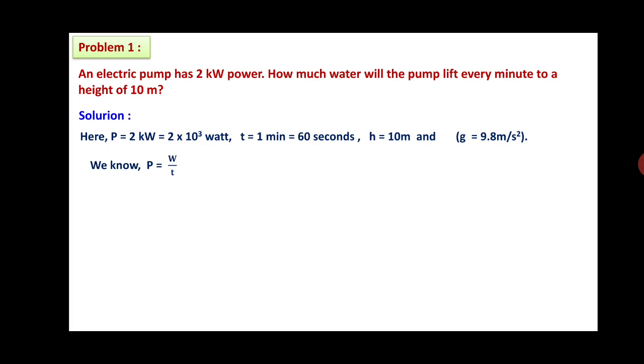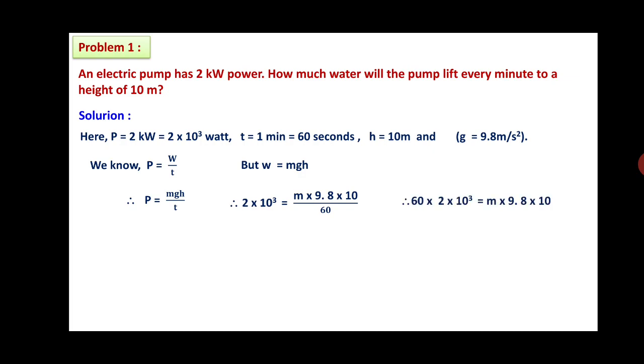We know that P is equal to W upon T, where W is equal to mgh. Therefore, P is equal to mgh upon T. Friends, we will substitute the values of the respective variables. Therefore, the next step will be 2 into 10 to the power 3 is equal to m into 9.8 into 10 divided by 60. 60 brought to the left hand side, so it will become 60 into 2 into 10 to the power 3 is equal to m into 9.8 into 10.